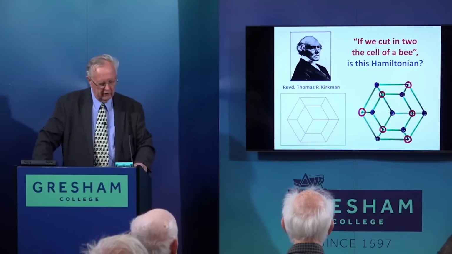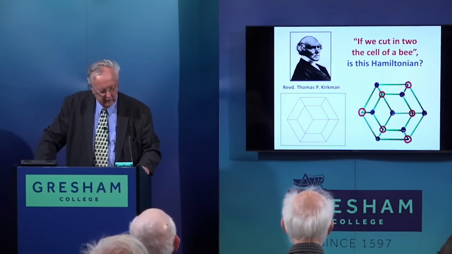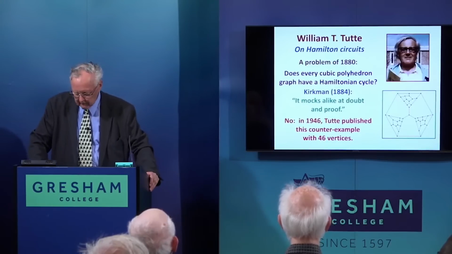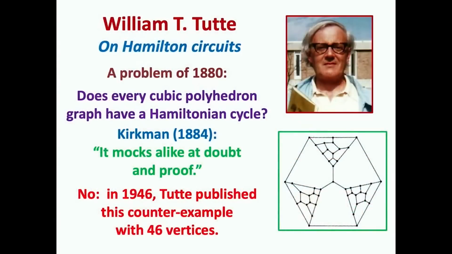So talking about Hamiltonian graphs, before moving on, let me conclude with a slightly more recent result. Because in 1880, the question had been raised as to whether every cubic polyhedron, that's one with 3 faces meeting at each vertex, each corner, has a Hamiltonian cycle, as does the cube and as does the dodecahedron. Well, Kirkman thought about this in 1884 and couldn't decide whether it does or not, saying it mocks alike at doubt and proof. So that didn't help much.